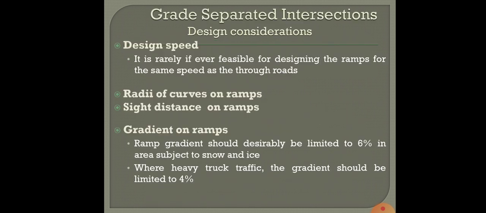Now coming to the next one, that is grade separated intersections. Here also, it is somewhat similar to the criteria we discussed earlier. Again here design speed is very important. And then of course the radii of the curves on ramps. In the case of grade separated intersections, the levels of the two roads that meet will be at different grades. So they will be connected by what we call a ramp. So here we have to consider the radii of the curves on the ramp as well as the sight distance on the ramp. So this is also very important while we design grade separated intersections.